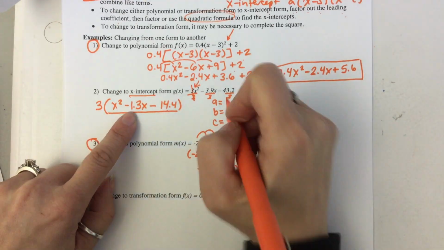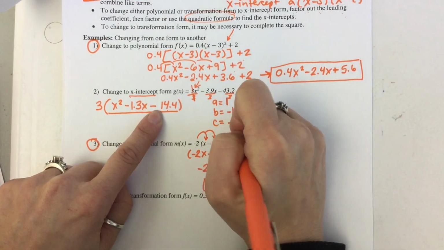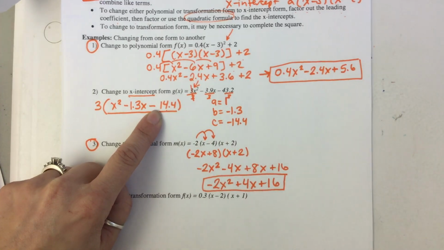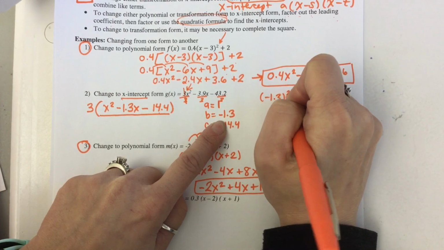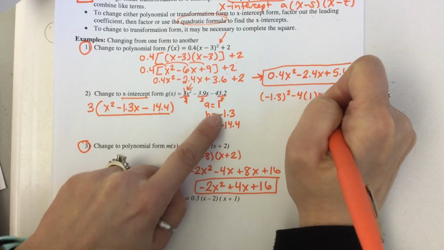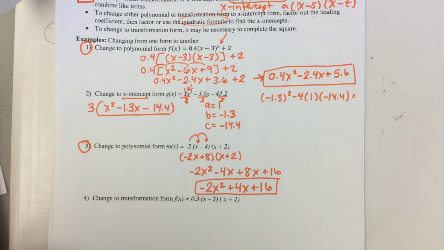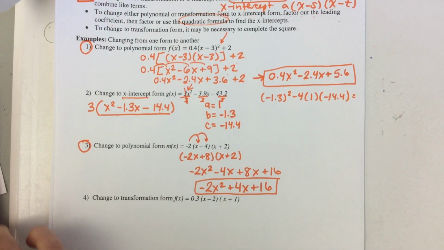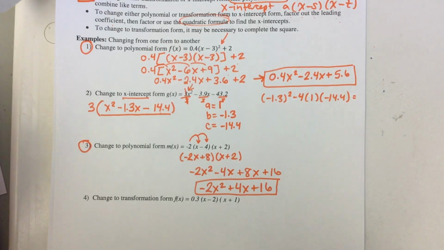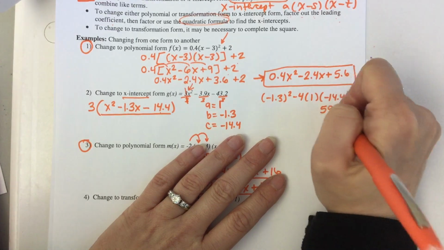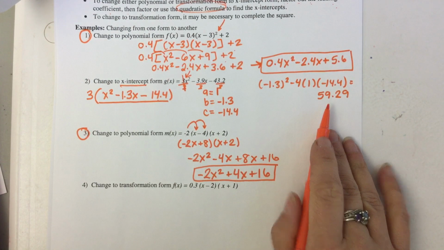A is a 1. B is the number in front of x, negative 1.3. C is the number at the end, negative 14.4. Quadratic: b squared minus 4 times a times c. So when I calculate that, negative 1.3 squared minus 4 times 1 times negative 14.4, I got 59.29. This is the value that goes underneath the radical.